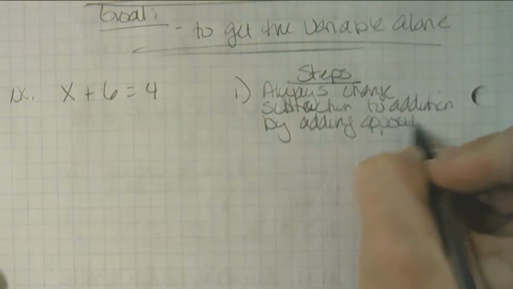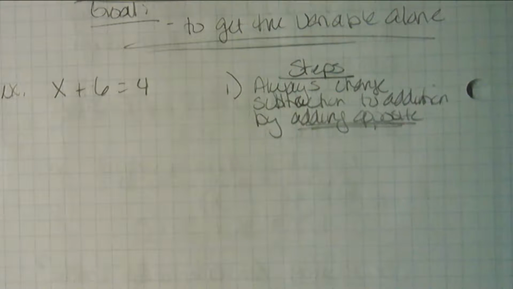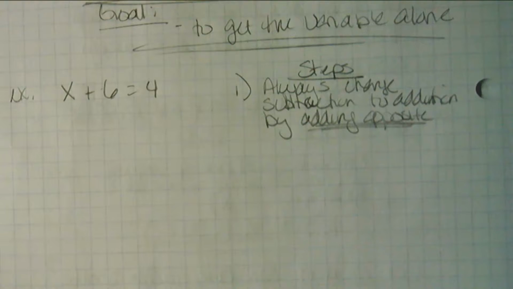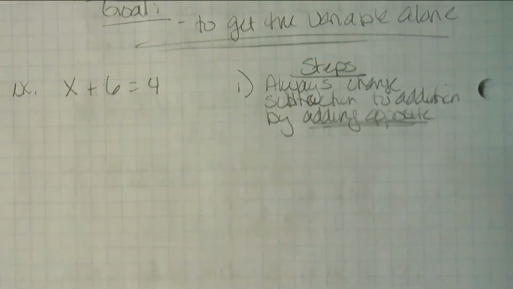Does anyone not know what I mean when I say by adding the opposite? Okay, you all understand that idea. That skill is to change the subtraction to addition, the number after to its opposite. Is that something I need to apply here? Evan? No. I don't need to apply that here because this is already an addition. So step 1, we don't need to worry about for this problem.